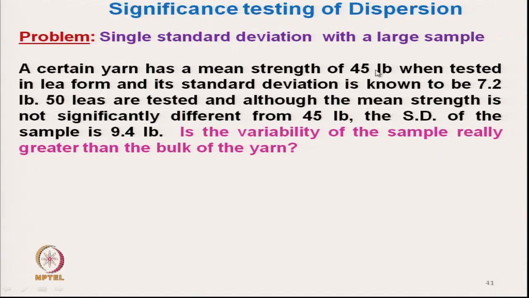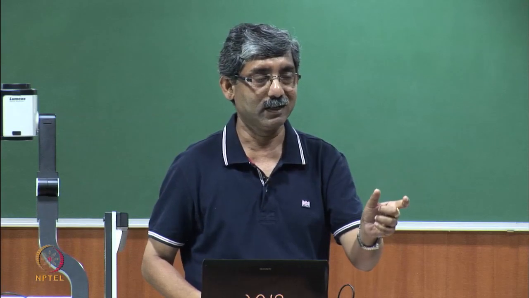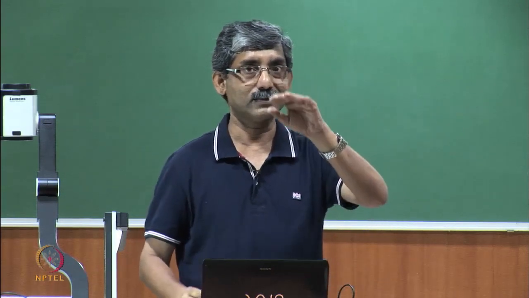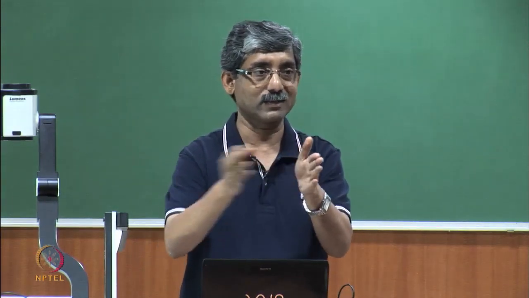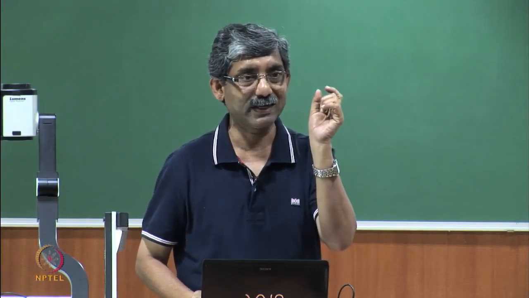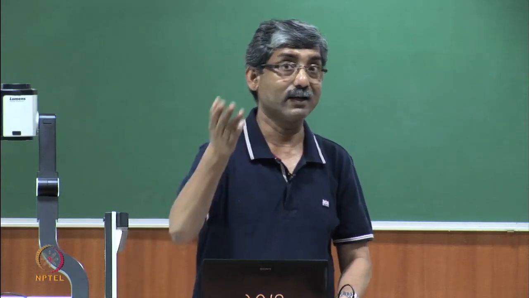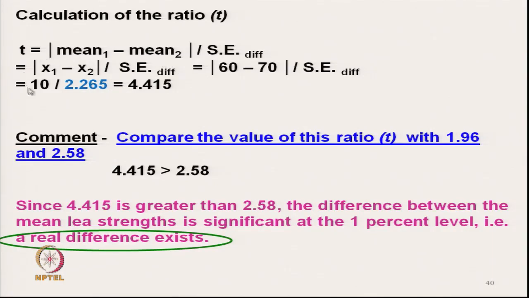Significance testing of dispersion. Till now, what we have seen is the mean difference: which yarn is weaker or stronger. That is the mean value and difference we have been trying to understand, and if there is any significant difference in mean value, then we take proper action. Like in the last numerical, where the weaker yarn, with 60 pound strength, we rejected straight away.